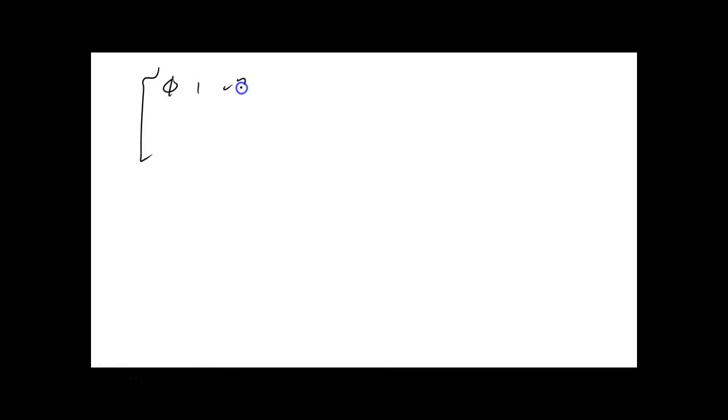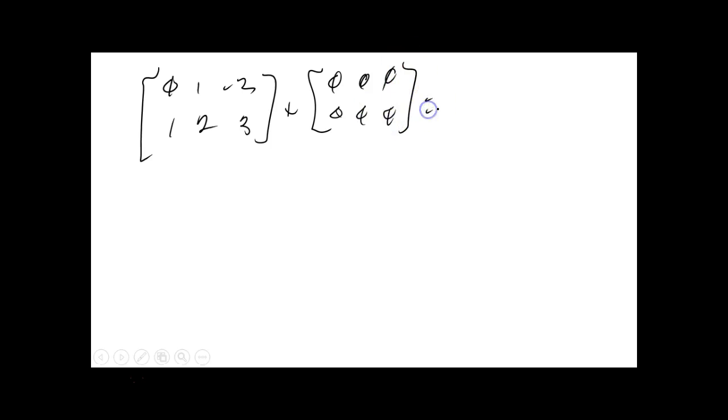0, 1, negative 2, 1, 2, 3. Add to that 0, 0, 0, 0, 0, 0. Can you add those two? Yes. Okay, because they're the same size. What's the result? The first matrix. You're absolutely right. 1 or 0, 1, negative 2, 1, 2, 3.